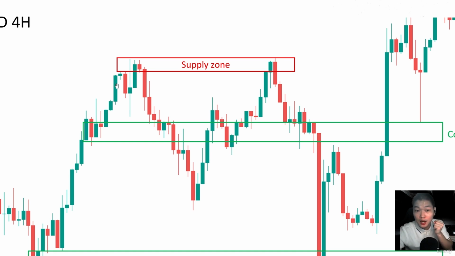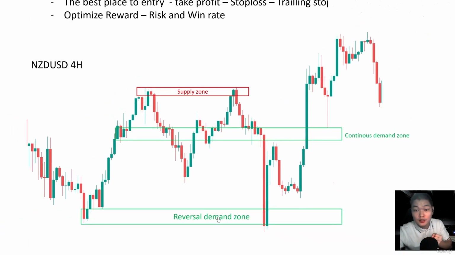When price comes to the up wave, we have the base and the down wave that creates the supply zone. And on the lower side, we have the reversal demand zone created by the down wave, the base, and the up wave. It's very important. And in the next lesson, I will teach you how to draw it.